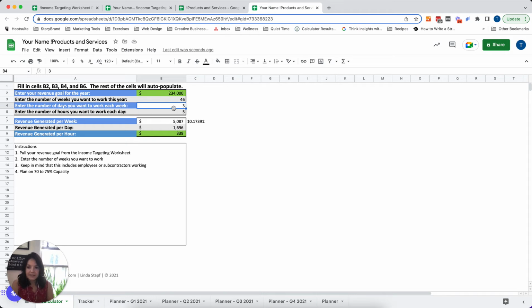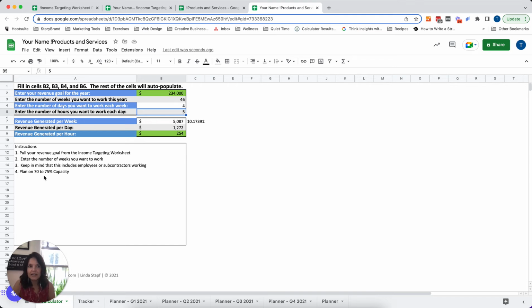Then the number of days you want to work each week. Is it 3? Is it 4? Is it 5? Maybe you're a 5-day work week. That's fine. But you can make that change, and it's going to help you see a change to this hourly rate. Then the maximum number of hours you want to work each day. Now look, number 4 on the instruction piece here says plan on 70 to 75% capacity. This is good whether this is an exercise for you as an individual or for you and your team. Plan on 70 to 75% capacity.